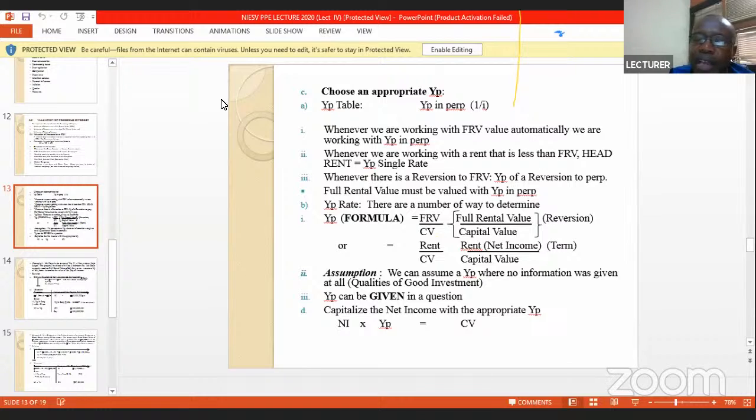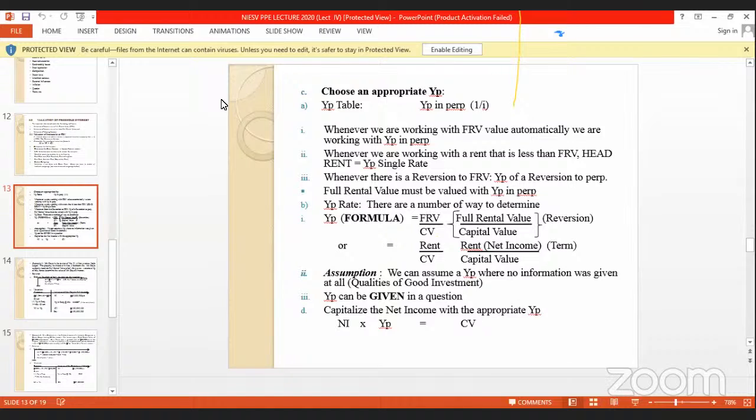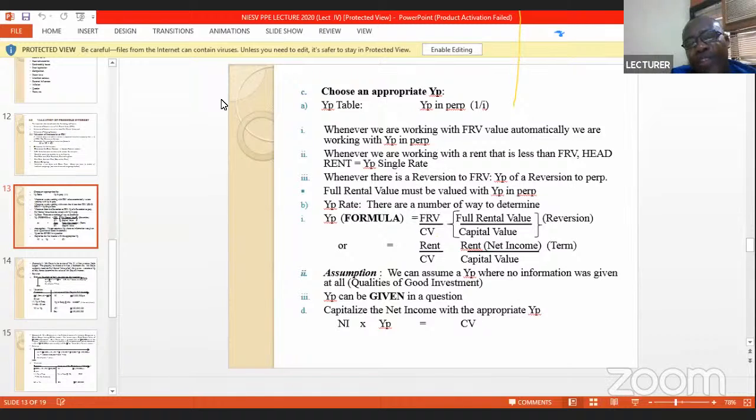Well, just like I said before, all those things are guides. They are just trying to guide you. The correct thing is that the valuer is the master. You are the one to determine what is correct. And if you want to follow me, then the best thing to do is to explore the marketplace. Use the YP formula. Find out a property within the neighborhood that has been sold recently. The property was sold for this amount.